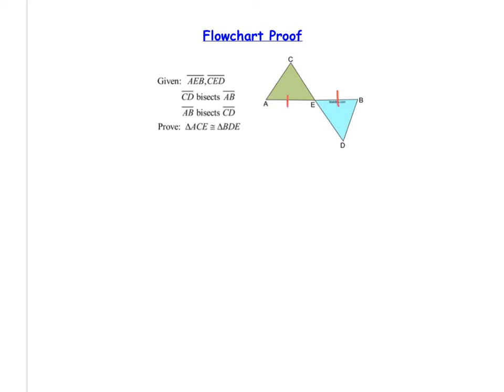We already know that it's going to be a side angle side proof. We know we got our vertical angles. So now we go ahead with our flowchart. Flowchart is going to be with boxes and arrows. Okay, so I'll show you.